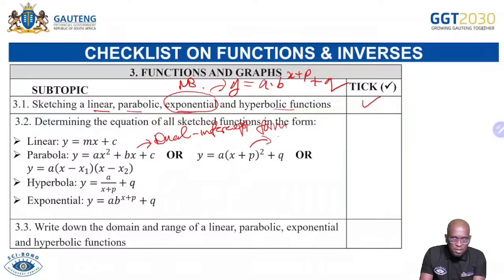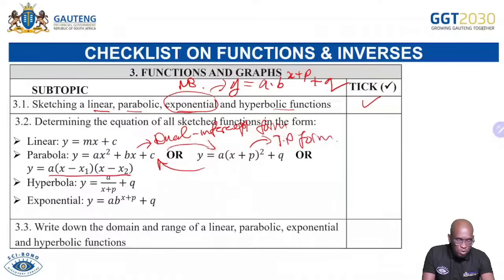And this is in the turning point form. You should be able to complete the square, and you should also be able to move between these two, all right? And then there's the third one, okay? y = a(x - x1)(x - x2) that we normally use when we determine the equation of a parabola given the x-intercepts. All right, then we have the rectangular hyperbola, I should say, and then we have the exponential function as well there. All right, these are functions where you should know how to determine their equations.